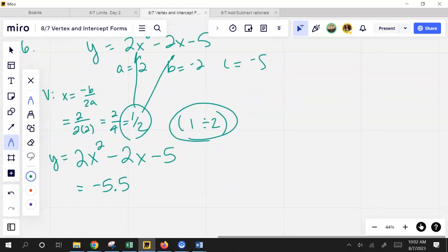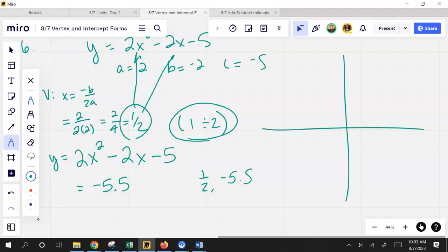So that means my vertex is 1/2, -5.5, or negative 11/2. So I'm going to go 1/2, -5.5 and put it there. That's my vertex. So it should be opening up.